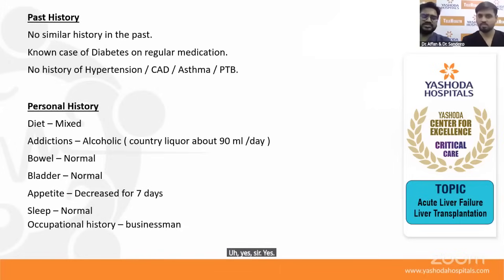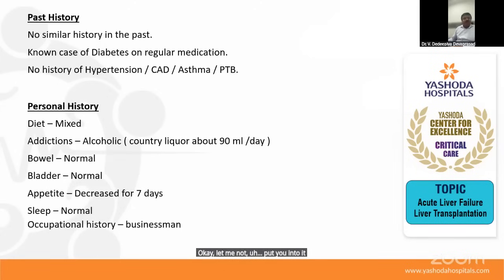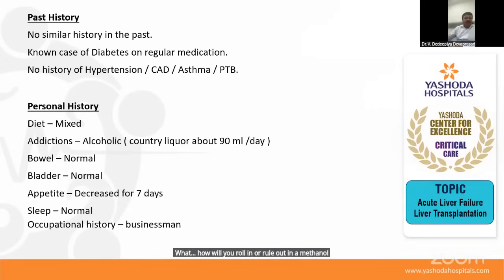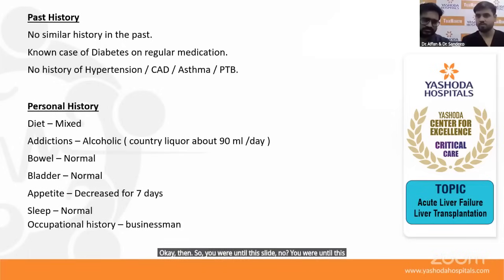Any features of cirrhosis or anything like that, sir? Cirrhosis and long-term usage of alcohol. Oh, okay. So anything with the pupils? Methanol, sir, it is usually... Okay, let me not put you into it. I want you to probably come back and tell us how you will rule in or rule out methanol poisoning, but I'm not even saying this. Okay, then. So you were until this slide, no? You are until this slide. Yes, a couple of things, sir.